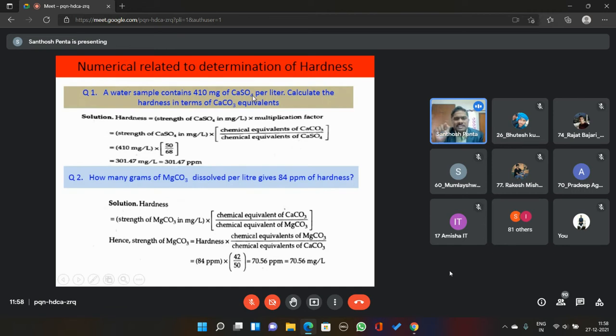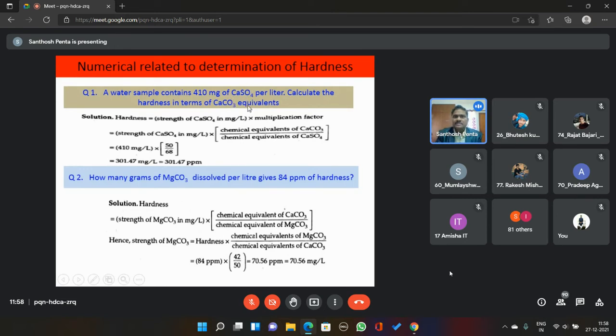1 milligram per liter is equal to 1 ppm, which is equal to 0.1 degree French, that is equal to 0.07 degree Clark. So 1 milligram per liter is nothing but 1 ppm. That means the water sample contains 410 milligram of calcium sulfate. What is the strength of calcium sulfate? 410 milligram per liter, or 410 ppm. That's fine. Now what we have to do? We have to convert this calcium sulfate hardness in equivalence of calcium carbonate.